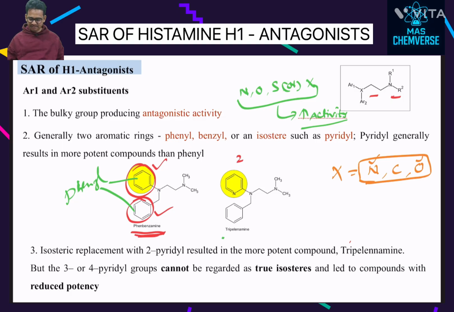Second substitution, second pyridyl. Okay, this is 1, this is 2. Second pyridyl is more active than the third, then the fourth, then the fifth. Not the sixth, since the sixth is again considered the second from this side. That's why second position substitution is more active. Any second substituted heteroatomic aromatic ring you can use to increase the antihistaminic activity.